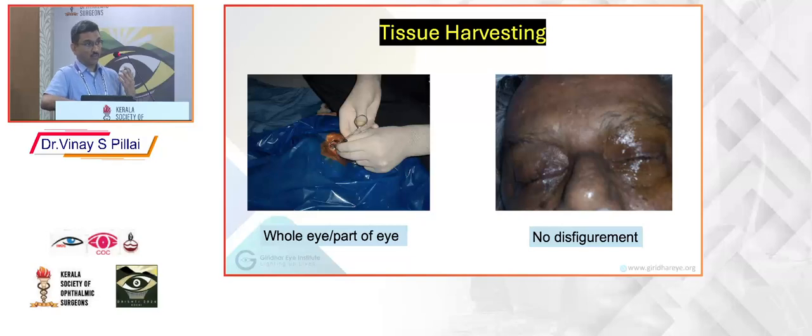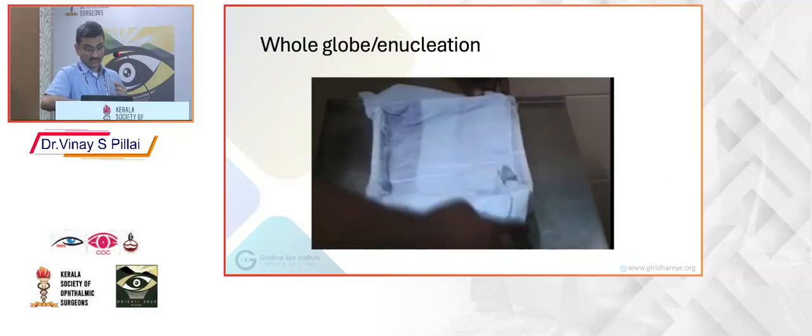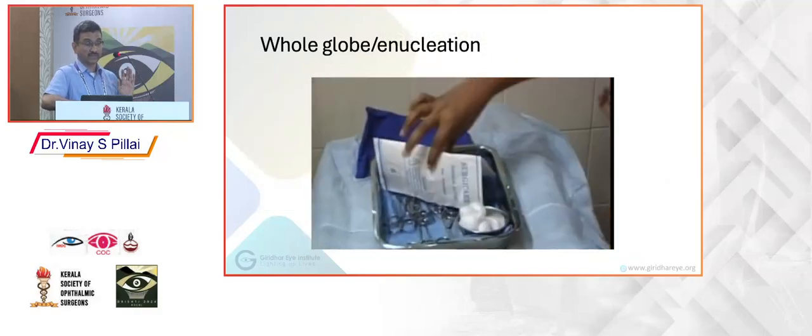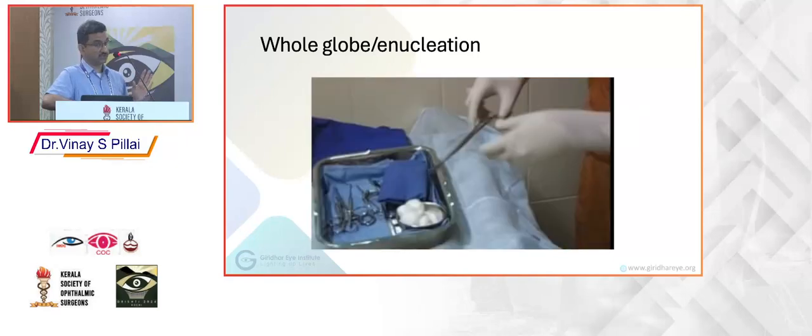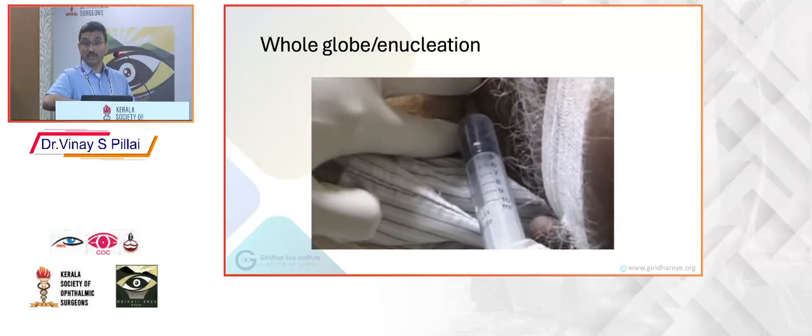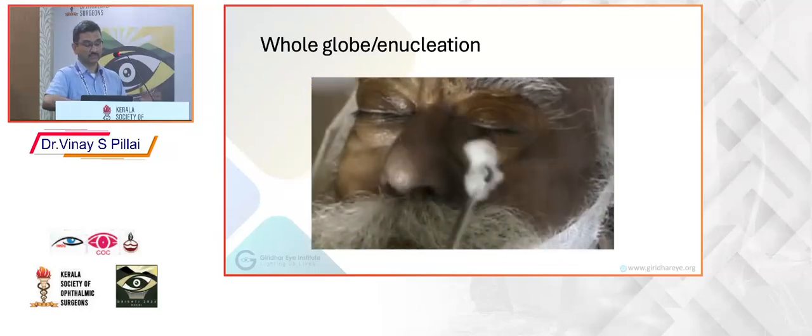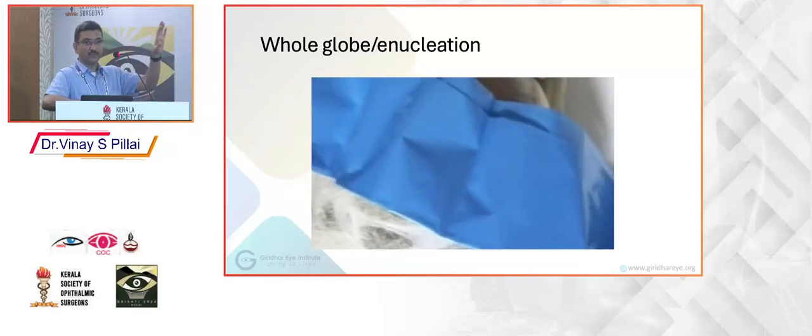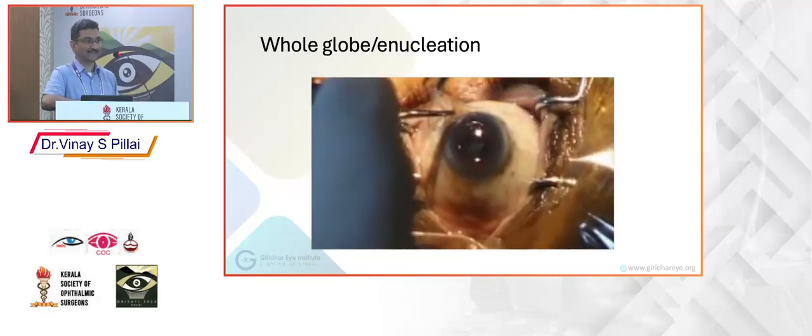So after getting the consent, the tissue is actually harvested, and as all people here know, there is practically no disfigurement after you harvest the tissue. So various methods of tissue harvesting are there. What was popular initially was whole globe harvesting. This is an old video from my SN days.